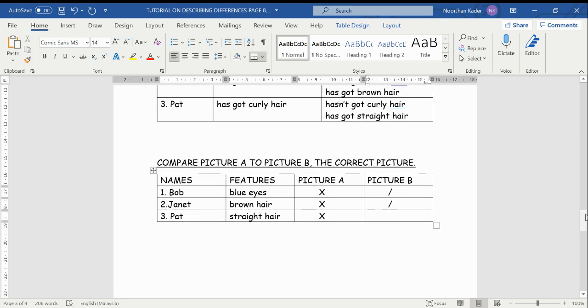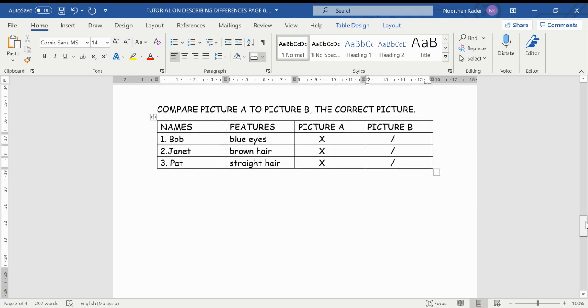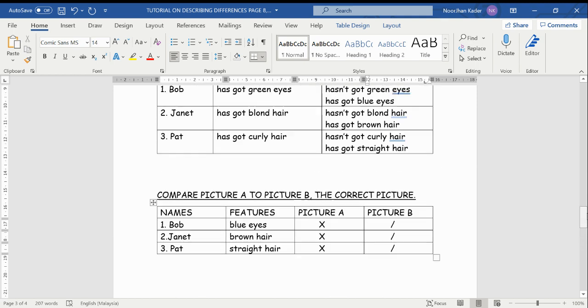Okay, so you must remember picture B is the standard. Picture B is the standard picture that we have to compare to. So the statements or the sentences in the other pictures are actually wrong. So can you see now?